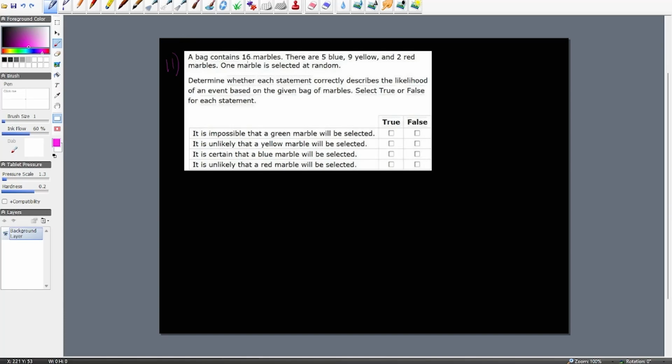A bag contains 16 marbles. There are 5 blue, 9 yellow, and 2 red marbles. One marble is selected at random. Okay, so they've got a bag of marbles, and they're gonna mix them all together, and they're gonna pull one out randomly. Determine whether each statement correctly describes the likelihood of an event based on the given bag of marbles.